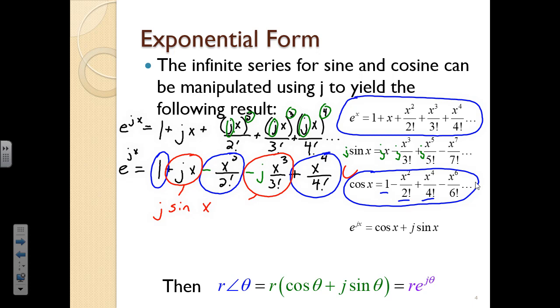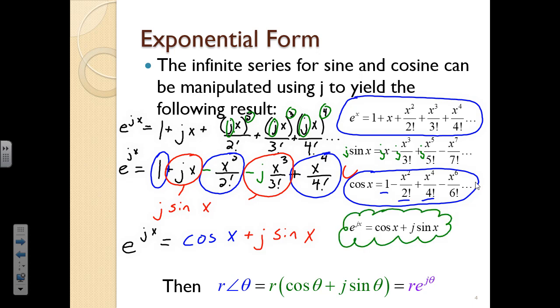So what we can conclude then is that e to the jx is equal to, all the blue ones combine as we saw to give us the cosine of our angle x. And all the red ones team up along with j to give us sine of our angle x. And that gives us the real result that we're after here, and that is that e to jx is equal to the cosine of x plus j sine of x. That's really the star of the day right here, is that fact.